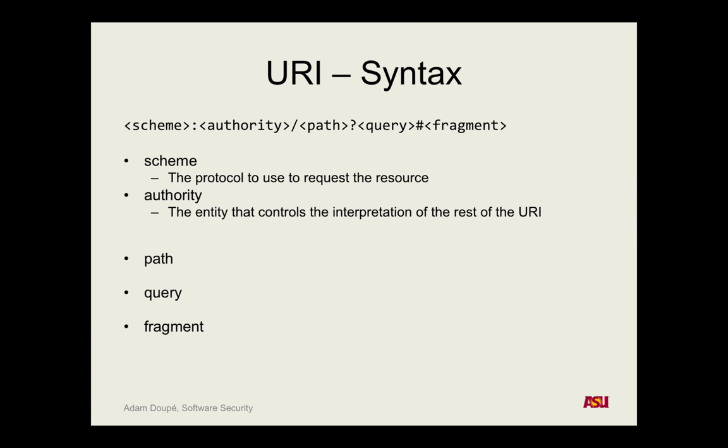So 200 is pretty much the most standard. Yes, everything went well. Created, accepted, no content. 301, moved permanently. So this means literally never ask for this resource again, and you can cache this result. Always go somewhere else. 307 is a temporary redirect. 400 means you made a bad request. 401 means you're not authorized. 403 means you're forbidden. I don't know what the difference is there. Maybe you could be authorized, but I don't know. 404 is not found. 500 is internal server error.